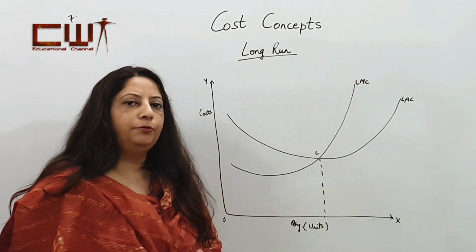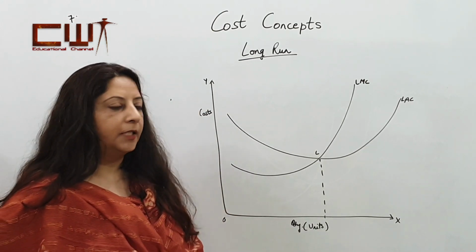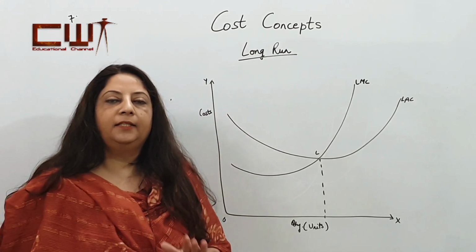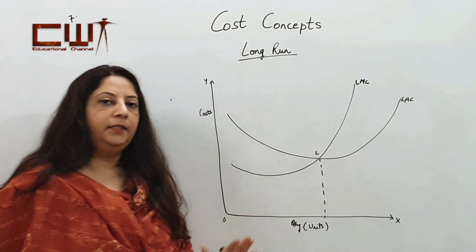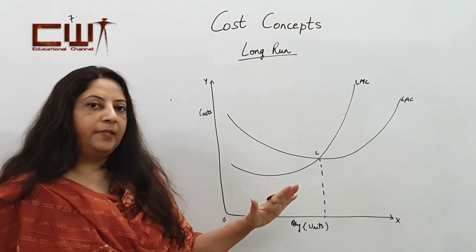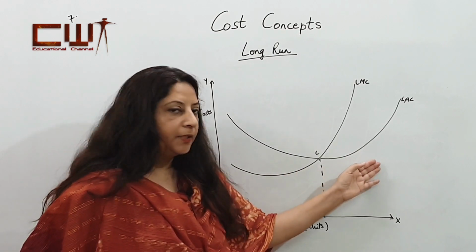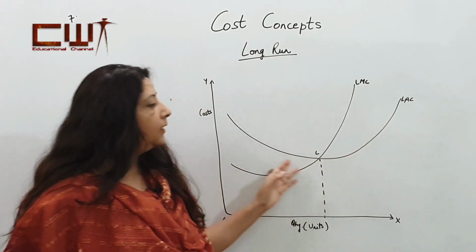Now let us take the case of the long run, where all the factors of production are variable and we are able to change any of the factors of production. In this case, the long run behavior of the costs remains the same. It's just that in the long run our cost curves become a little flatter. For example, the average cost curve becomes a little flatter in the long run.